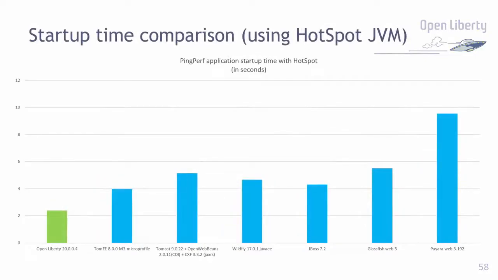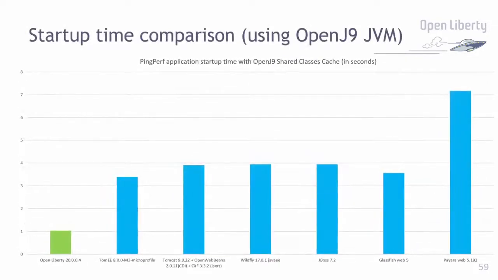So this is a comparison. This is OpenLiberty startup time using the HotSpot JVM without any class cache sharing enabled. You can see we're just over 2 seconds. If we look at TomEE, it's about 4 seconds, etc. Now, if we use OpenJ9 with OpenLiberty with shared class caches, you can see our startup time is now about a second.